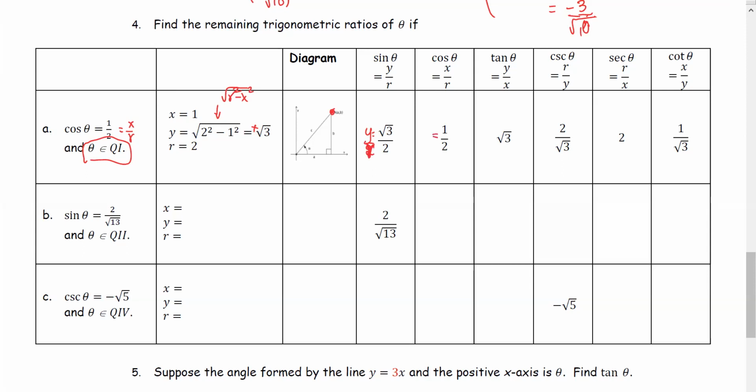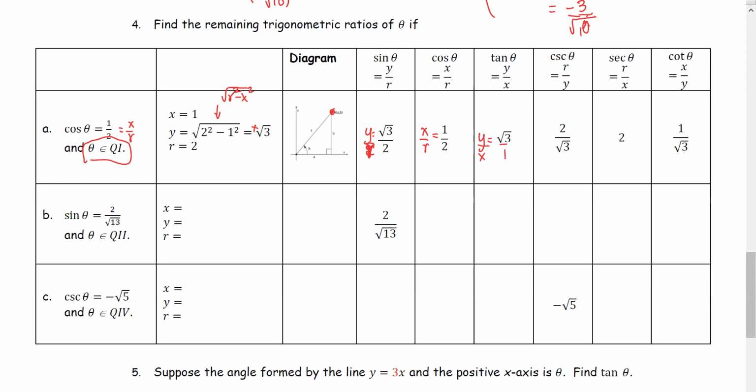Similarly for the rest of the trigonometric functions, the cosine theta is x over r. X equals 1, r equals 2. The tangent theta is y over x. So y is square root 3 and x equals 1.